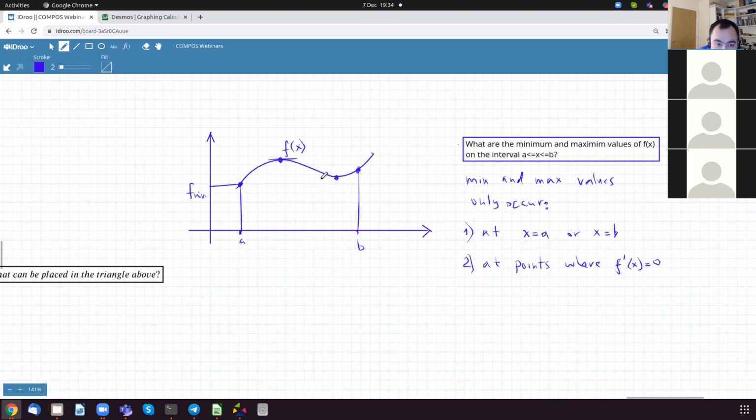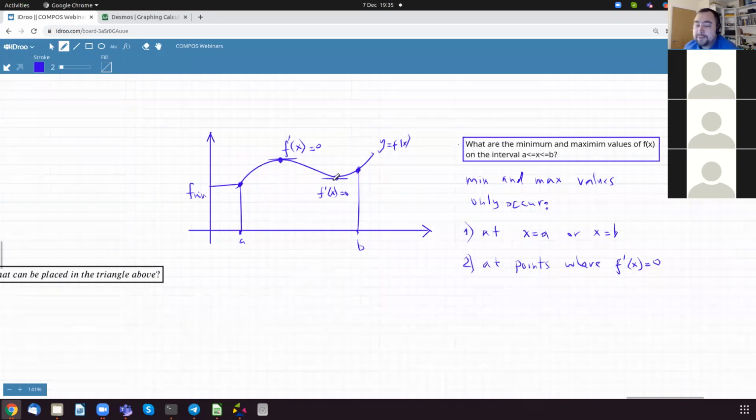So the gradient is 0. So the derivative is 0. And here the derivative is 0. Okay, this is y equals f of x. These are points where the derivative is 0. And these are the ends of the interval. So the minimum value can occur at the end of the interval, sorry, or at the local minimum and maximum.